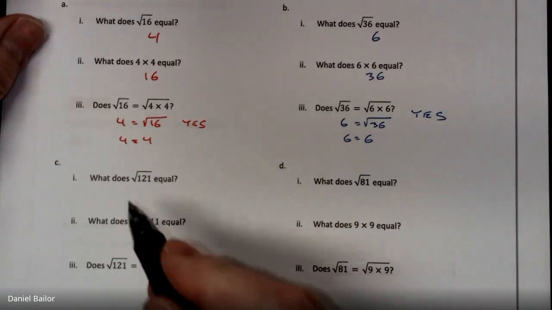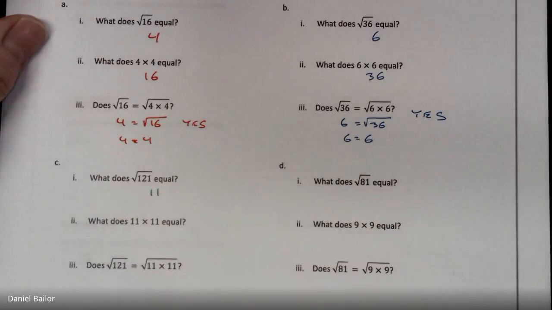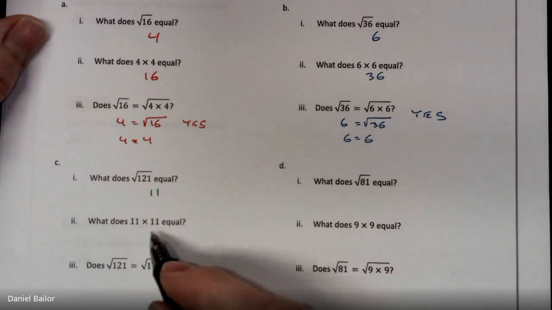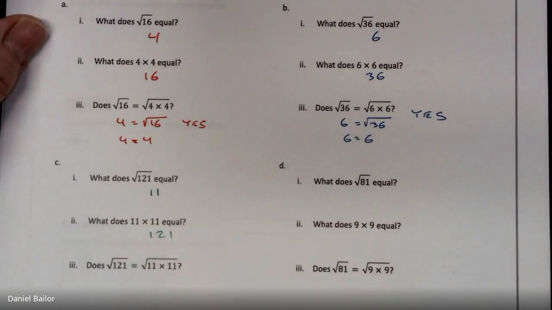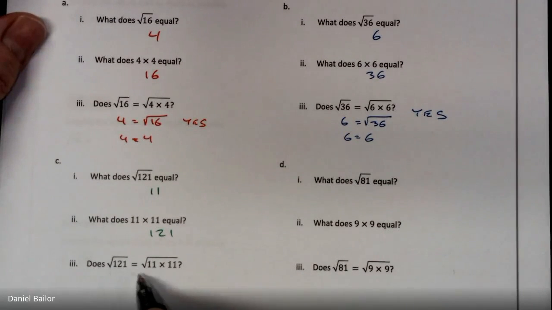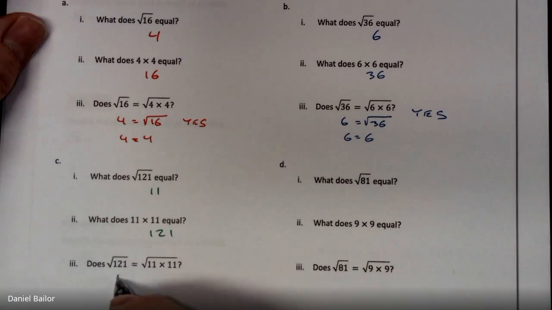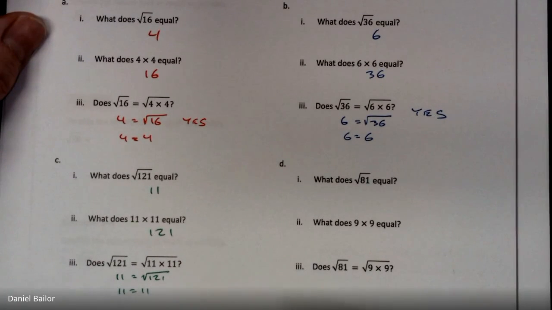What is the square root of 121? That's 11. What does 11 times 11 equal? 121. Well, does this equal that? Well, the square root of 121 is 11. 11 times 11 is 121, so I get 11 equals 11. So, yes, that's the same.